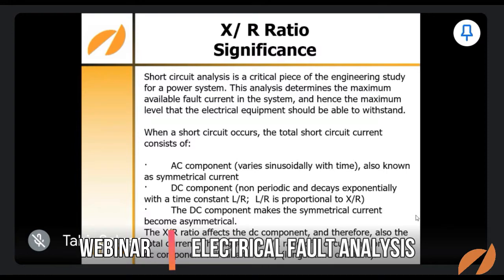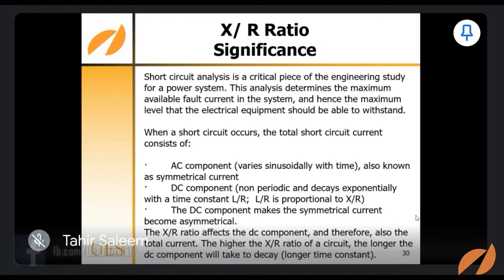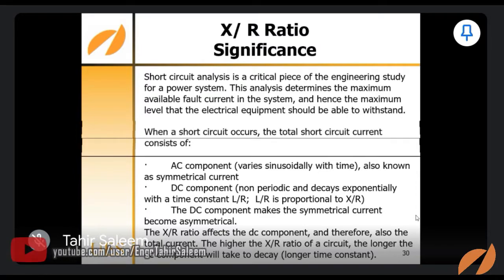The X by R ratio affects the DC component, and therefore also the total current. The higher the X by R ratio of the circuit, the longer the DC component will take to decay, meaning a longer time constant. So you have to minimize the X by R ratio.